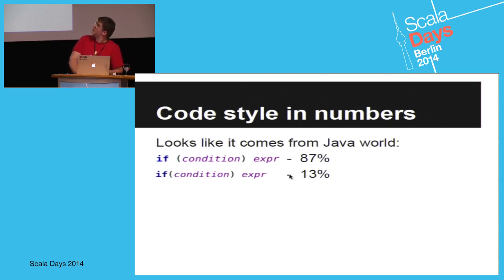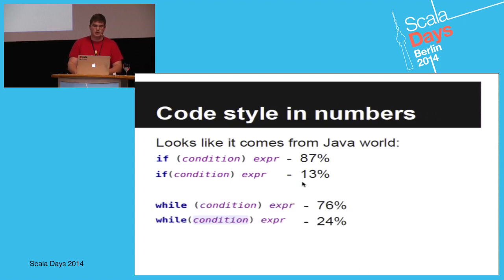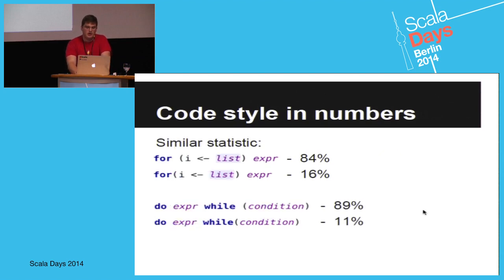Another thing probably comes from the Java world. It's the space before the left parenthesis in an if statement. Still a lot of people don't use this space, so it's not a general rule to put the space before the left parenthesis. And it's a similar situation with while, with a slightly bigger number, and the same with for statements and do-while statements. These numbers differ, but probably because of the general usage of such statements.